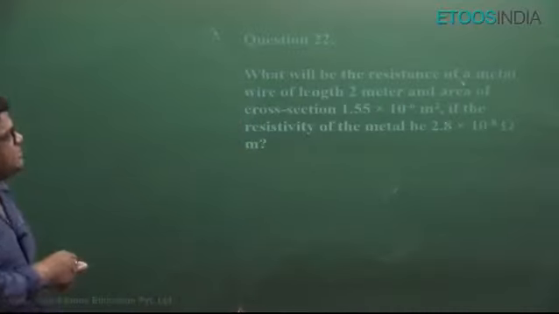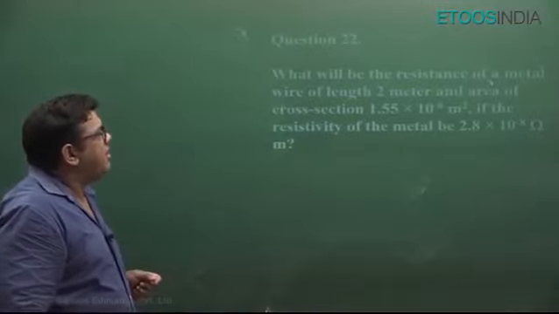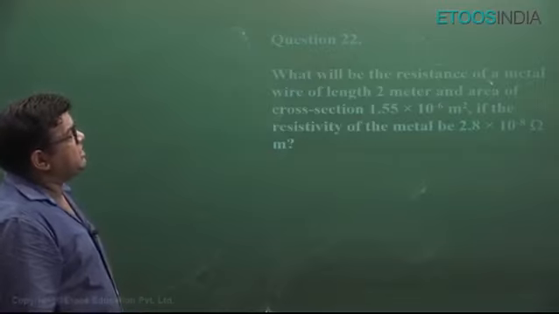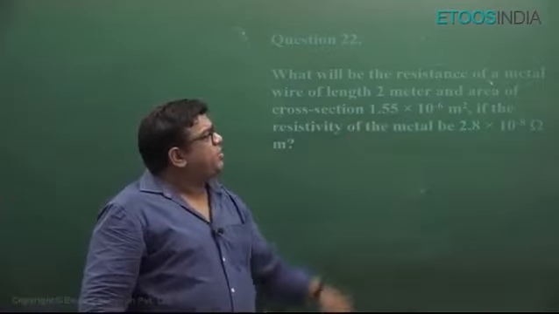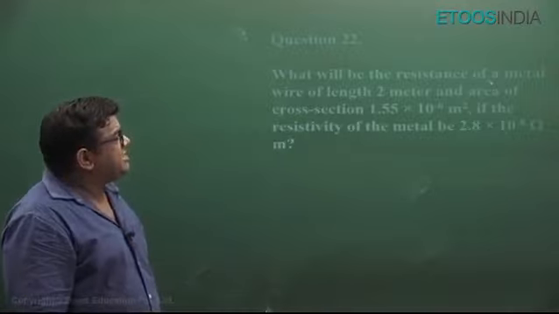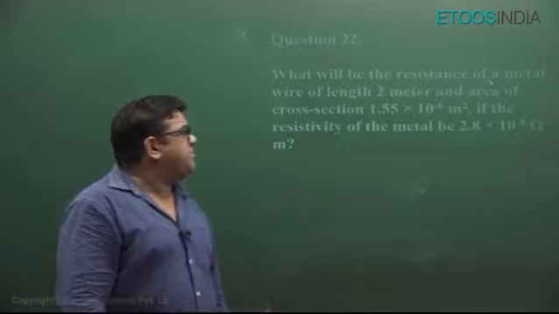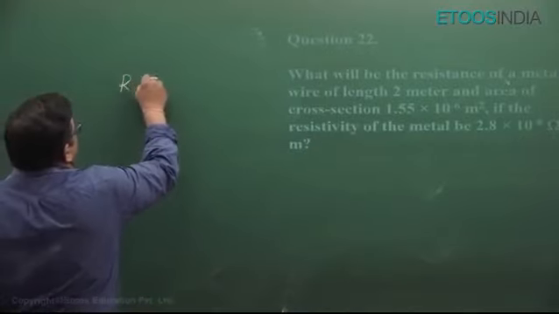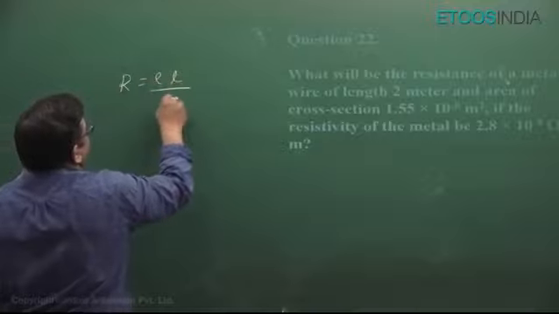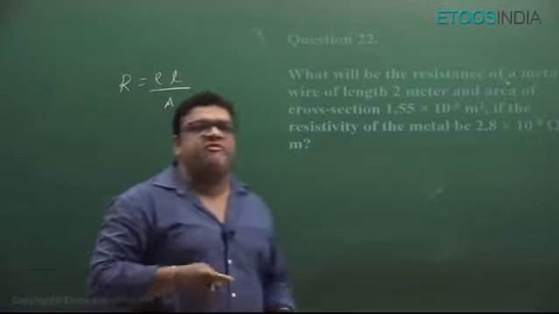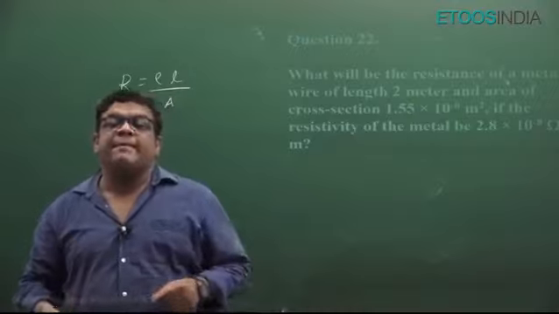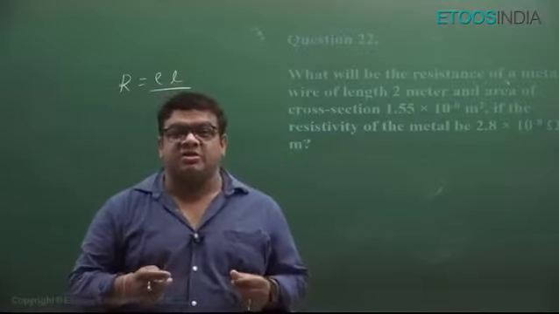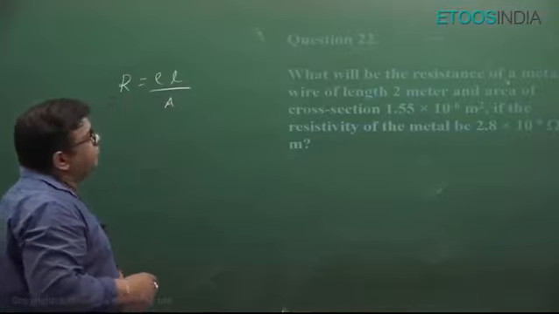What will be the resistance of a metal wire of length 2 meters and area of cross section 1.55 into 10 raised to power minus 6 meters squared, if the resistivity is 2.8 into 10 raised to power minus 8 ohm meter? Now, we know that the formula in this will be R is equal to rho L by A. See, to find resistance there are various formulas, but it all depends on what things have been given and what has been asked. Now, let's see what are the things given here.